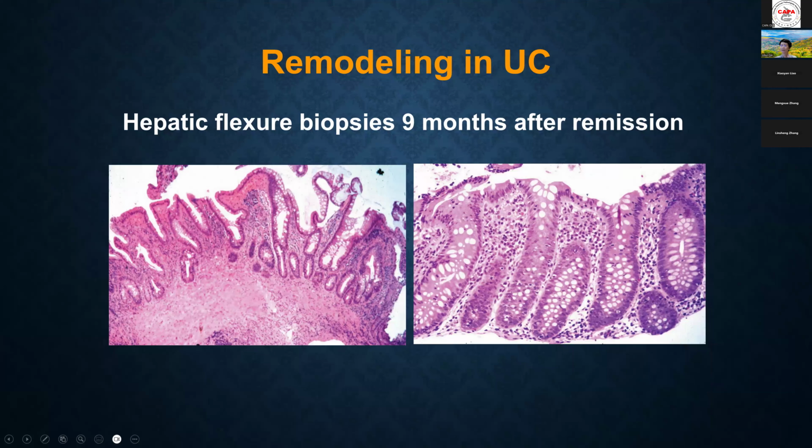Chronic colitis is a kinetic process. So chronic active colitis after treatment may become chronic inactive. Then after months and months of remodeling, it may be completely normalized. So you need to know that the changes are not always the same.